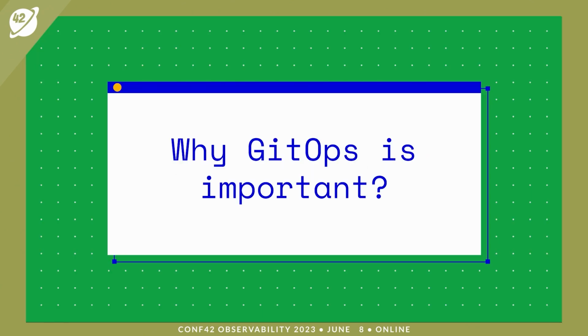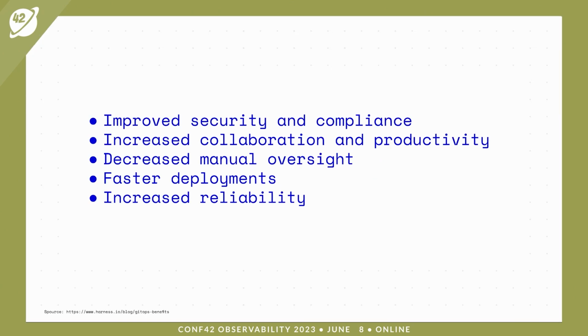So why is GitOps important and why are companies adopting GitOps? Because we have several advantages over other release management strategies. We have improved security and compliance, increased collaboration and productivity, decreased manual oversight, faster deployments, and increased reliability.